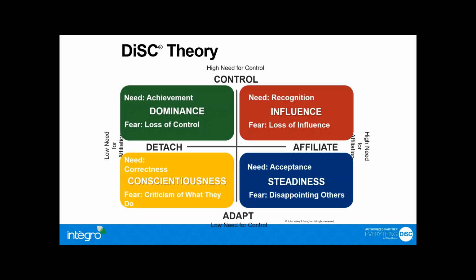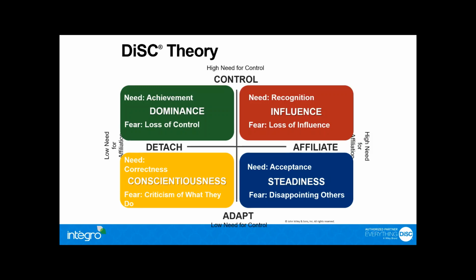The interpersonal circumplex is based on 2 dimensions of personality, or 2 needs we have, which is control and affiliation. You'll see on the horizontal scale, we have high need for affiliation on the right, low need for affiliation on the left. On the control scale, the vertical scale, we have a high need for control at the top and a low need for control at the bottom. That creates the 4 DISC styles and the needs and fears behind those DISC styles.